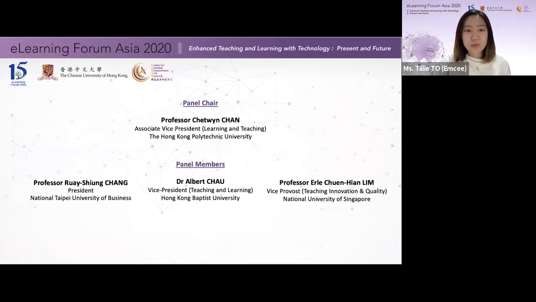Sitting in the panel are Professor Chetwyn Chan, today's panel chair and Associate Vice President, Learning and Teaching from the Hong Kong Polytechnic University; Professor Ruay-Shiung, President from National Taipei University of Business; Dr. Albert Chau, Vice President, Teaching and Learning from Hong Kong Baptist University; and Professor Erle Chuen-Hian Lim, Vice Provost, Teaching Innovation and Quality from National University of Singapore. Panel speakers will each share their views, later followed by an open floor discussion. Our panel chair, Professor Chetwyn Chan, will give an introduction on today's topic. Professor Chan, please.